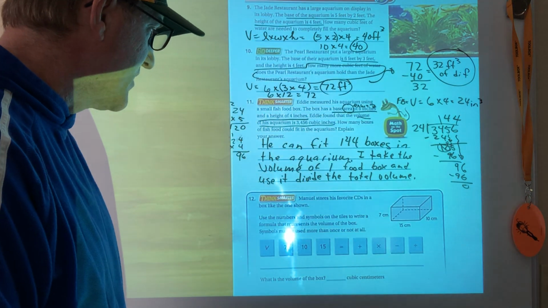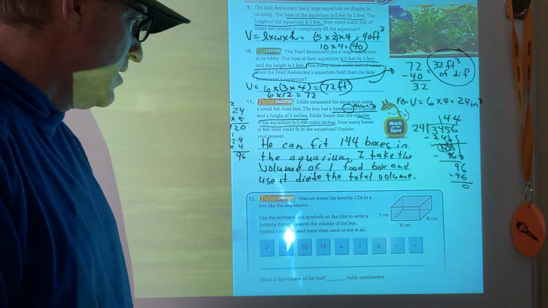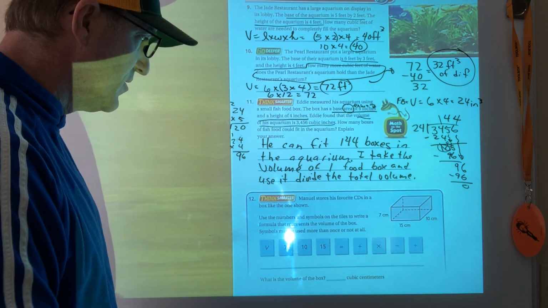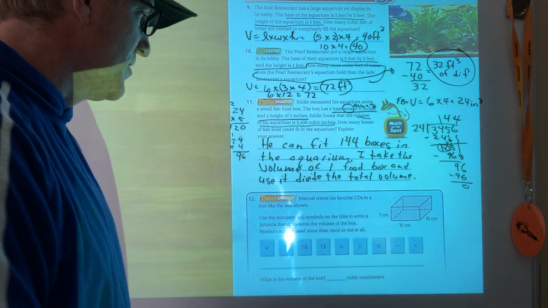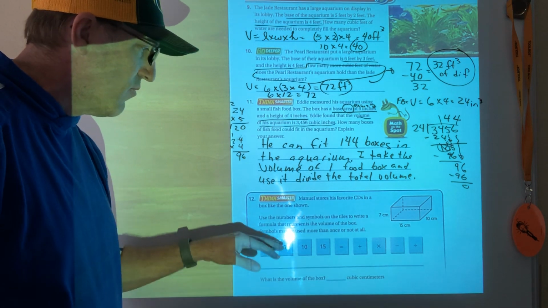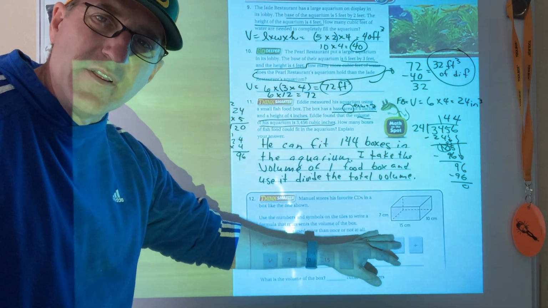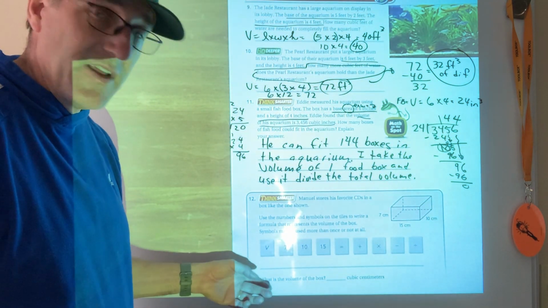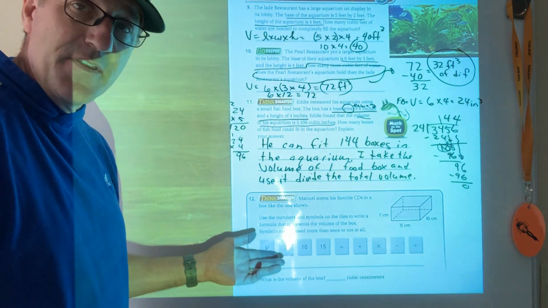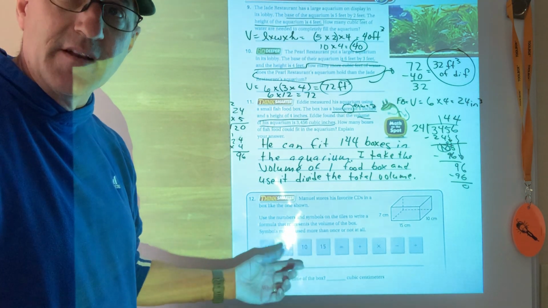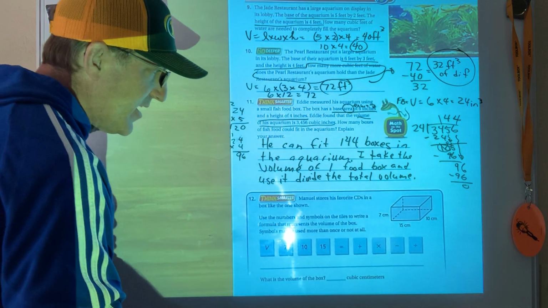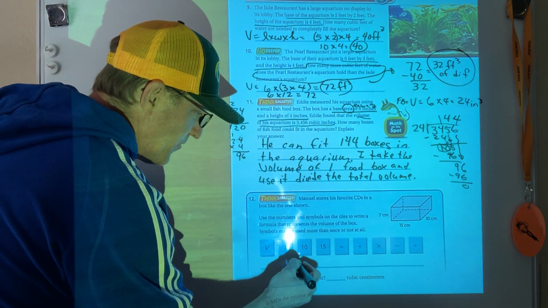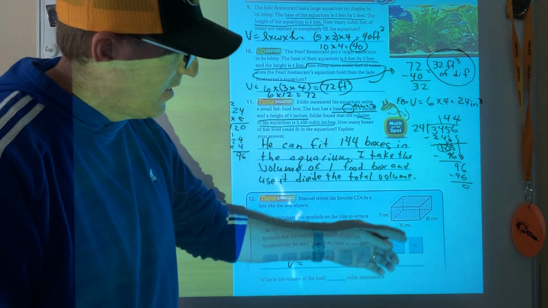In a box like the one shown. Use the numbers and symbols to write a formula to represent the volume of the box. So, like always with symbols, don't even worry about this. If you know what the formula is, just write the formula. And then you can double check it afterwards. So I know that volume is length times width times height. So I'm going to go volume equals, well, what's my length?